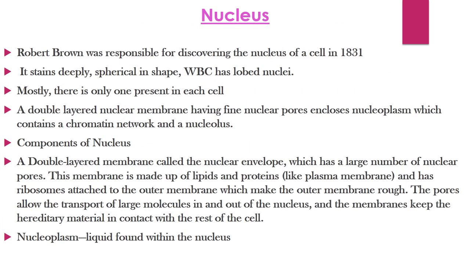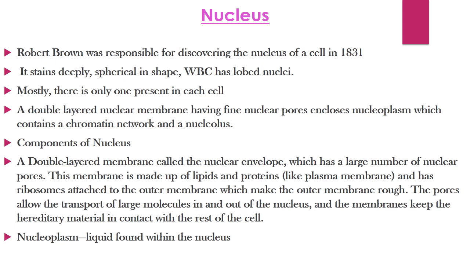Nucleus, this is the important organelle of the cell. Robert Brown was responsible for discovering the nucleus. He discovered it in 1831. It stains deeply and is spherical in shape. WBC has lobed nuclei. Chromosomes are found in the nucleus, and chromosomes are stained by acetocarmine. Mostly there is only one nucleus in each cell. This is a double-layered structure having fine nuclear pores, which encloses nucleoplasm containing a chromatin network and a nucleolus.